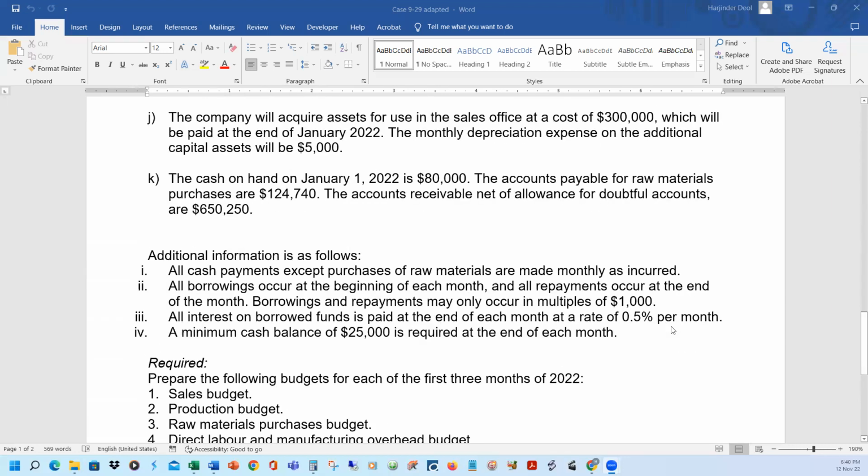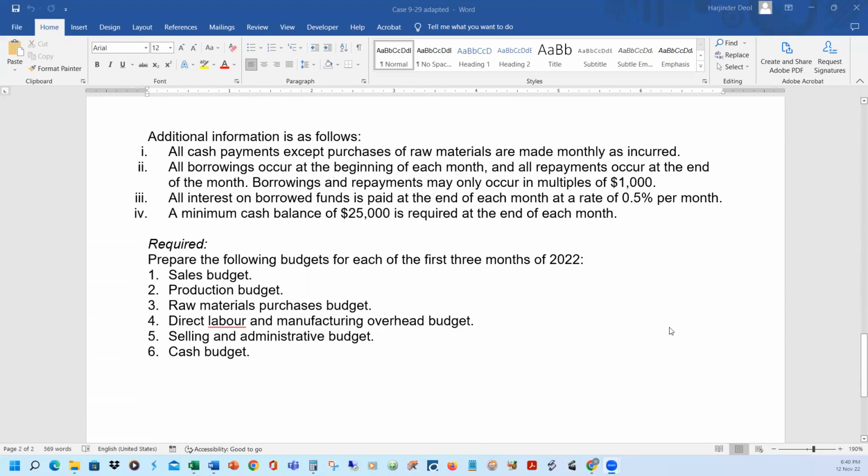It's always a good idea to take a look at what we've been asked to do. We've been asked to prepare the following budgets for each of the first 3 months of 2022: a sales budget, a production budget, a raw materials purchase budget, direct labor and manufacturing overhead budget, selling and administrative budget, and then finally a cash budget. Okay, so we'll get started with the sales budget.